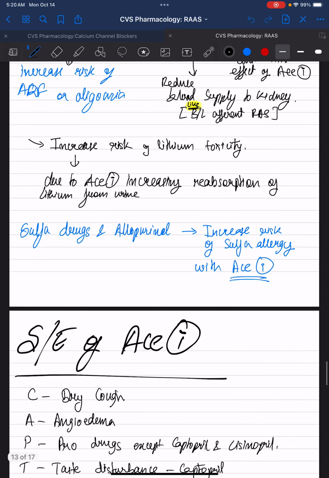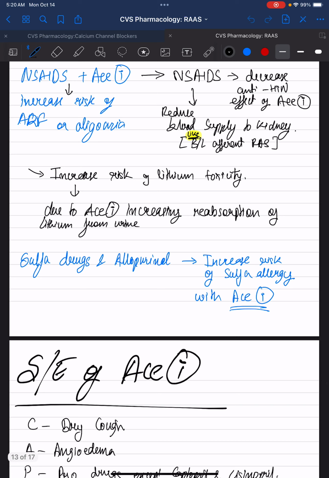So what is the interaction with sulfur drugs and allopurinol? Sulfur drugs and allopurinol with ACE inhibitors will increase the risk of sulfur allergy.